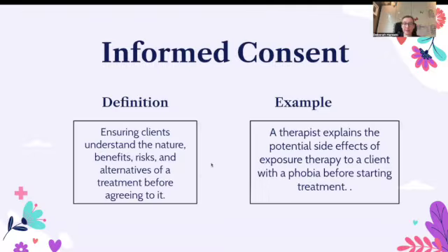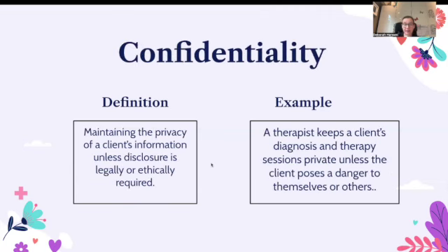Informed consent. This is ensuring clients understand the nature, benefits, risks, and alternatives of treatment before agreeing to it. So a therapist must explain the potential side effects of exposure therapy to a client with a phobia before starting treatment. Confidentiality. This is maintaining the privacy of a client's information unless disclosure is legally or ethically required. So a therapist keeps a client's diagnosis and therapy sessions private unless the client poses a danger to themselves or others.